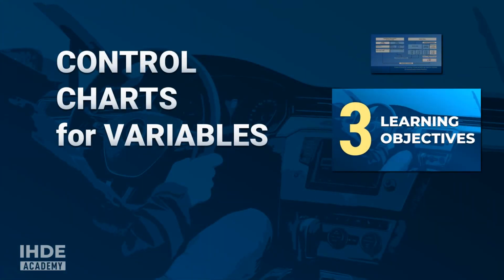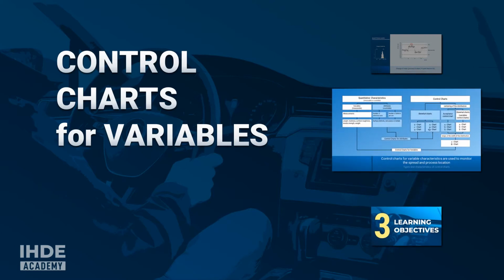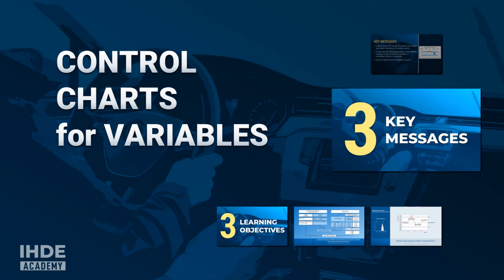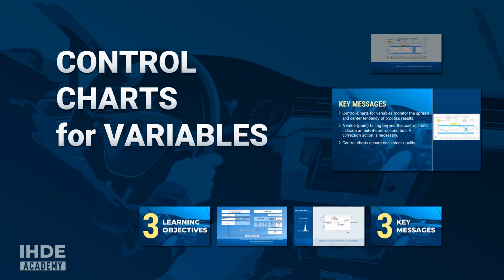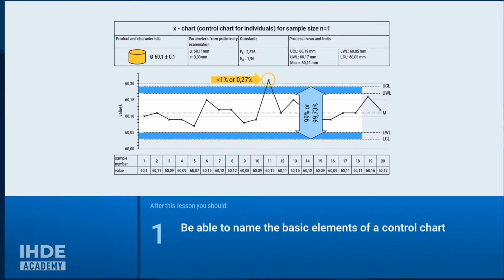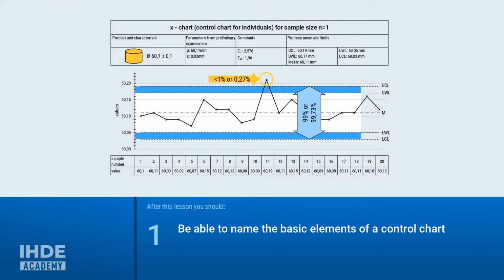In this lesson, we will look at the structure of control charts for variables and how they are used, and we will look at some of their benefits. And hello again to this lesson, which essentially has 3 learning objectives. What you see here is an example of a quality control chart. After this training, you should be able to name the main elements of such a quality control chart.